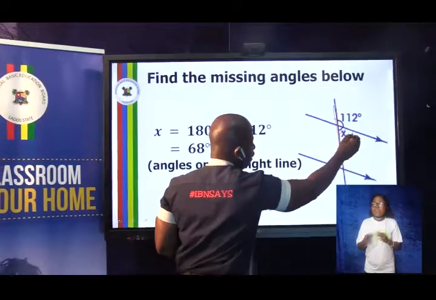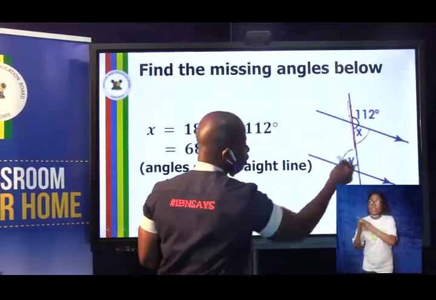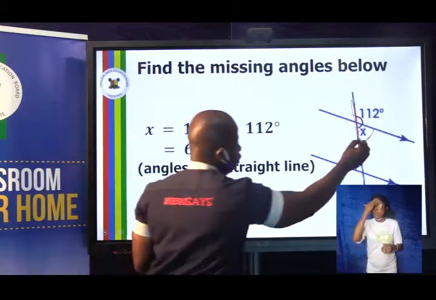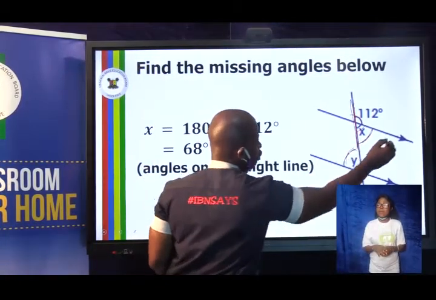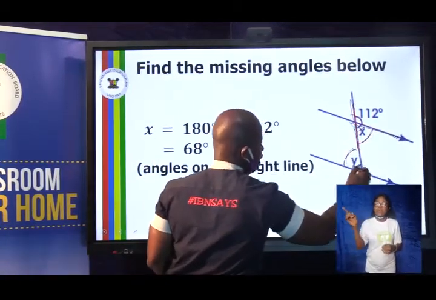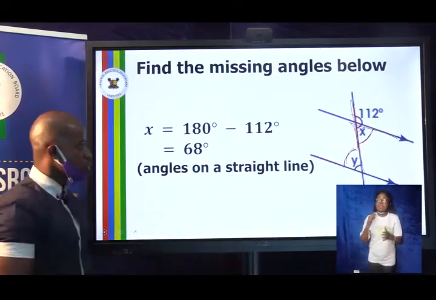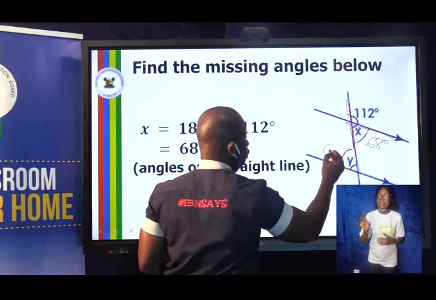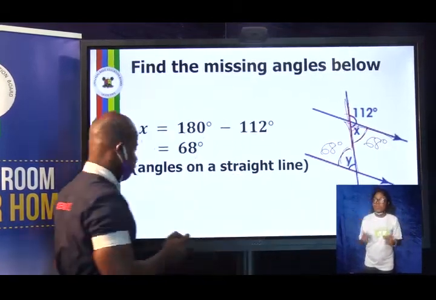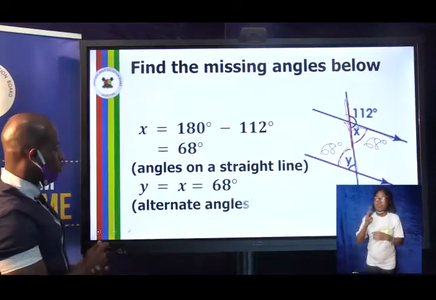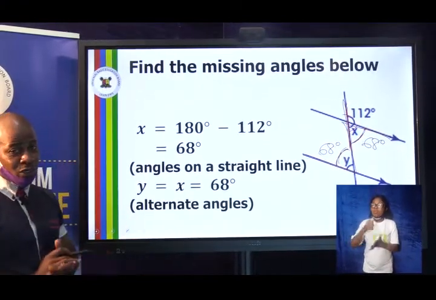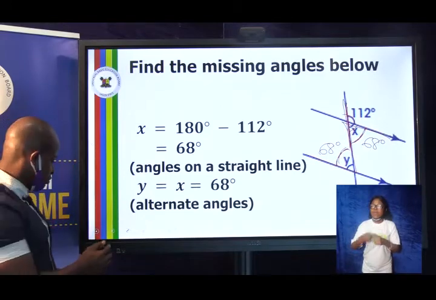Now, if this is 68, what will this angle be? Remember open and close? What is the shape? Open, close. The shape here is Z that is facing backwards. So if this is 68, as we have found out, this will also be 68 degrees because both X and Y are alternate angles. I believe that is what you got, my friend.